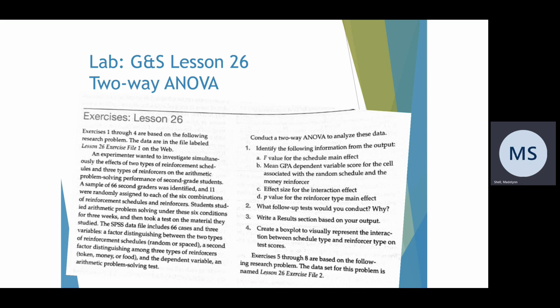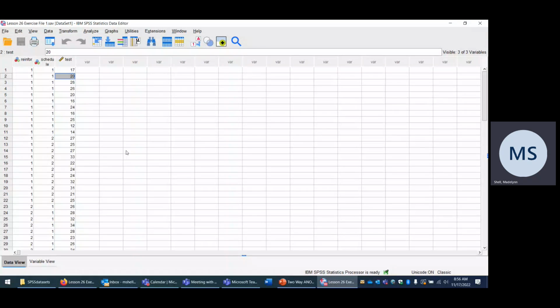And I am going to share my screen so that we can look at this data in SPSS. And what we can see is when we have a two-way ANOVA, we've got our dependent variable, which in this case is test. We also have our 2 independent variables, which are coded.